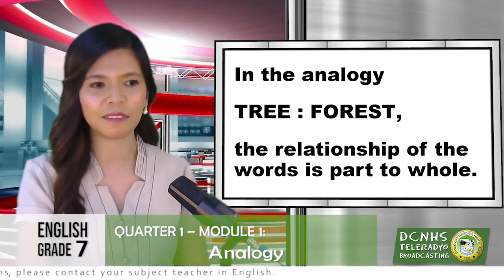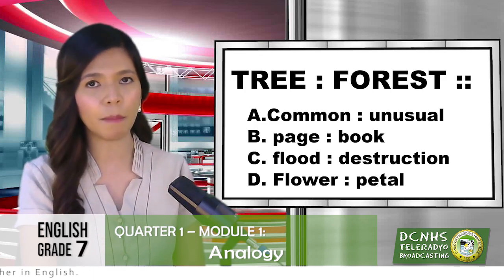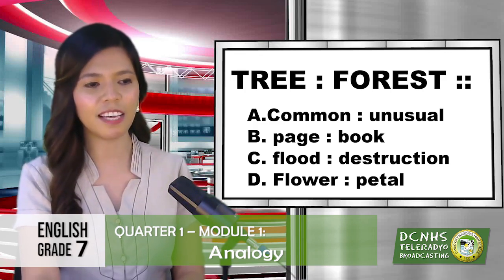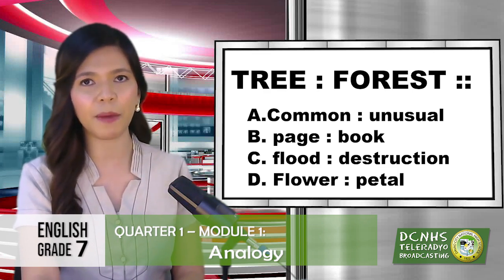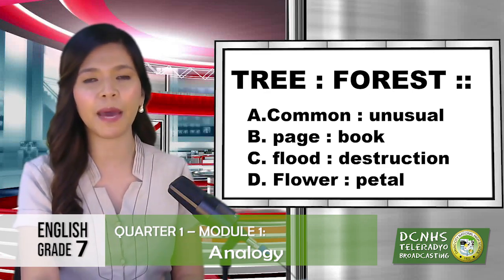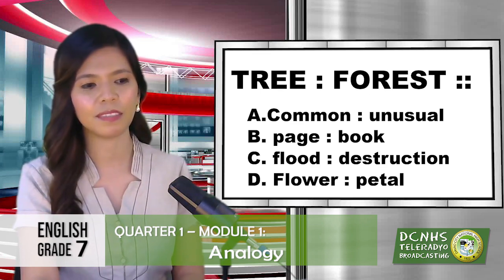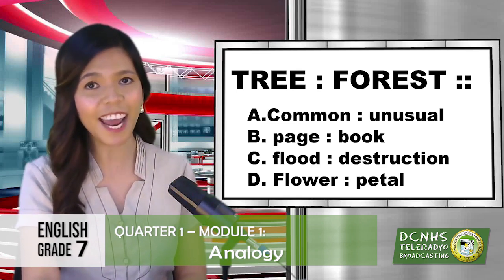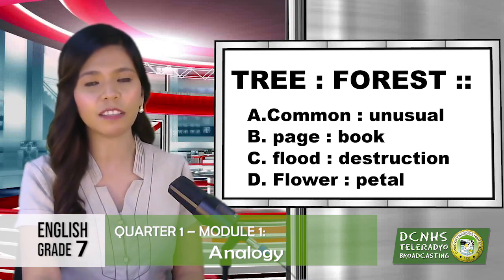Let us analyze. Tree is to forest as A. Common is to unusual. B. Page is to book. C. Flood is to destruction. Or D. Flower is to petal. Which of the choices do you think best completes the analogy? The answer is B. Page is to book. You're correct. It contains the only part-to-whole relationship among the choices given.